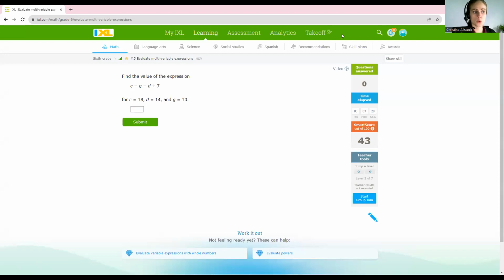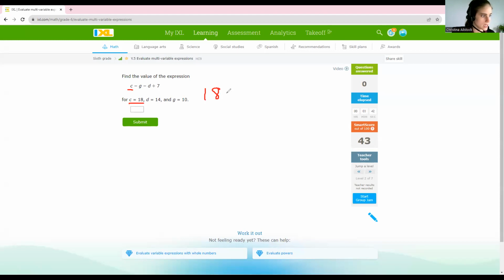All right, next problem, we want to find the value of this expression, C minus G minus D divided by 7. Looks a little funky, but we have our key here. So we're going to go through this time. I'm just going to substitute the very first time I write it. So C is equal to 18. I'm going to put that in.